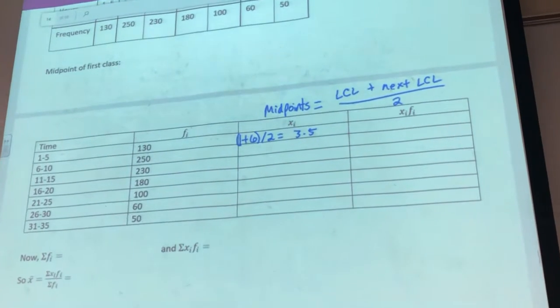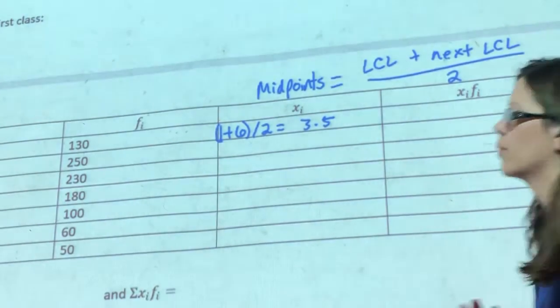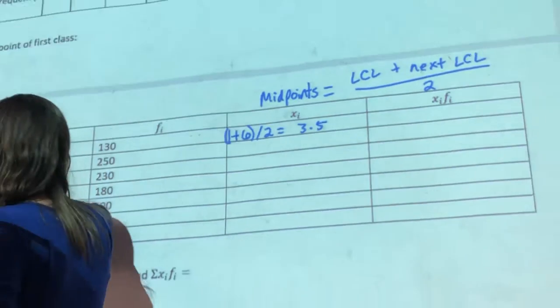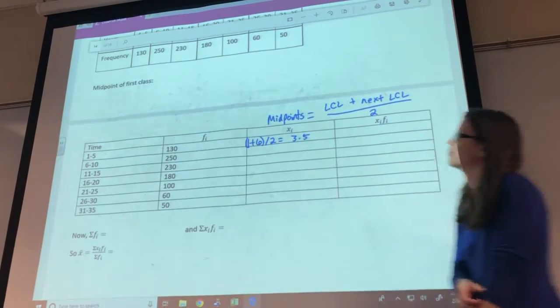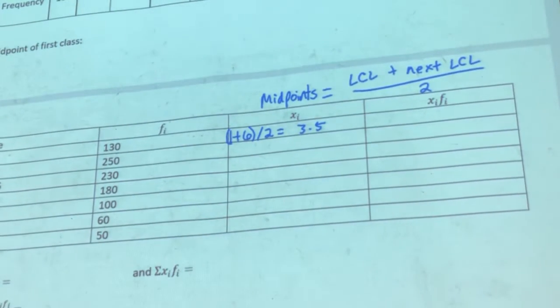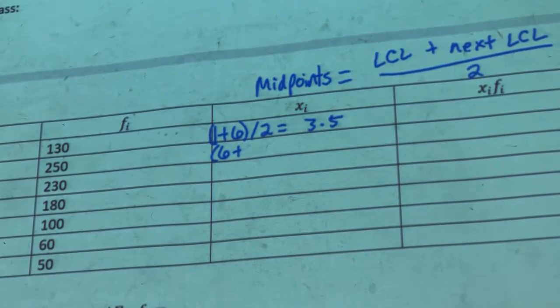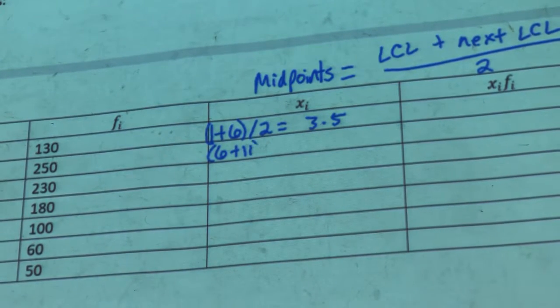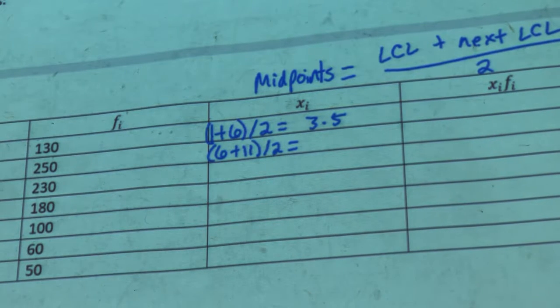You don't want to do 1 plus 5 divided by 2 to get 3. You don't want to use these upper class limits here at all. You're only sticking to the lower class limits. All right, and then if we do the next one, down here, 6 is my lower class limit. The next class's lower class limit is 11. If I add them and divide by 2, it's 17 divided by 2, which is 8.5.